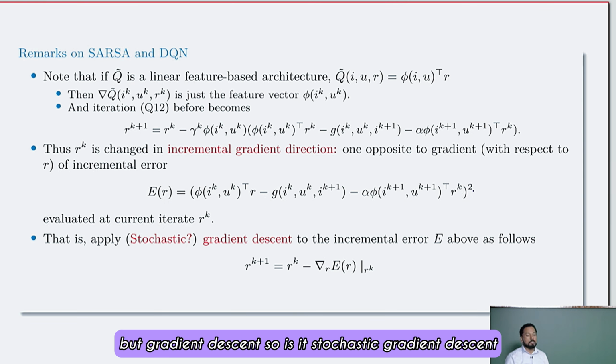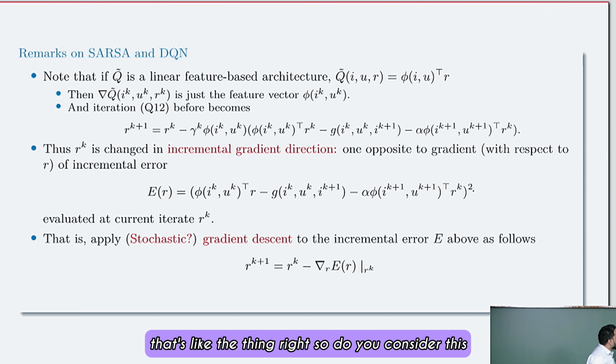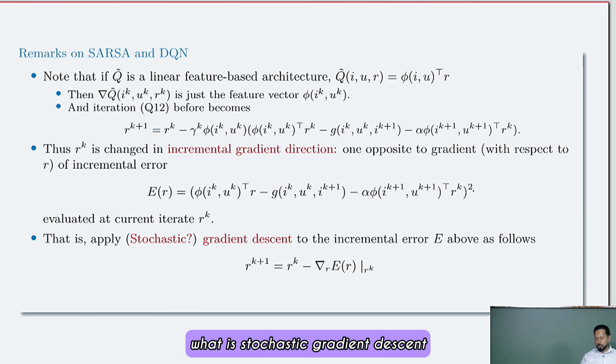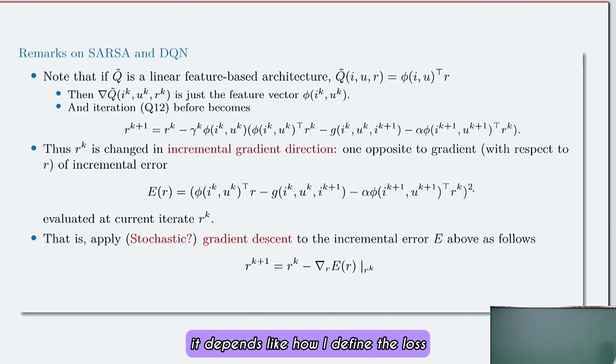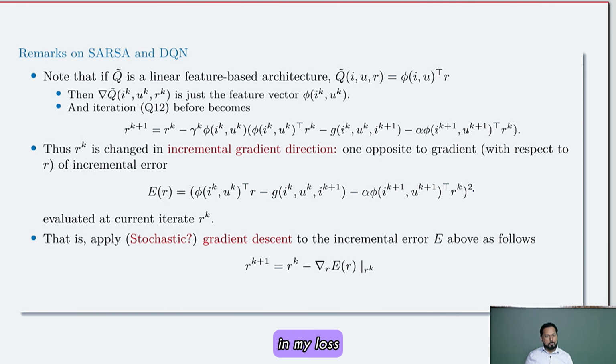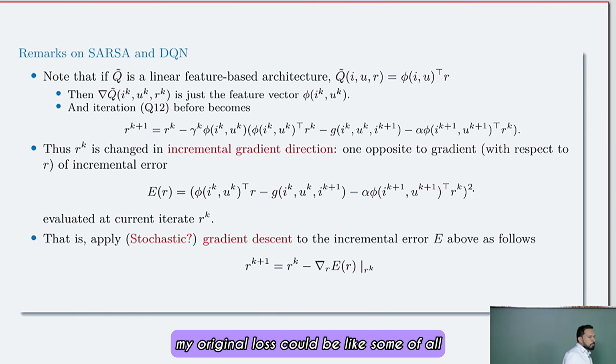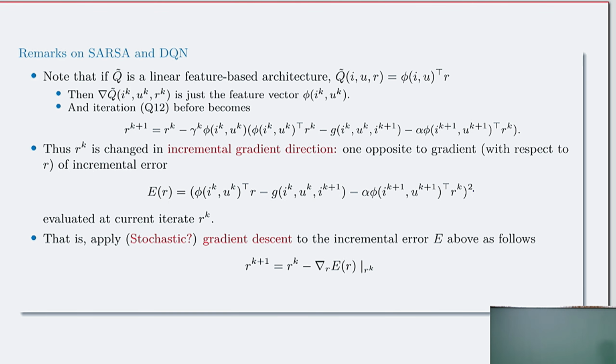So is it stochastic gradient descent? That's the question, right? What is stochastic gradient descent and what is gradient descent? It depends on how I define the loss. My original loss could be the sum of all the losses over all the samples. That's the actual loss.